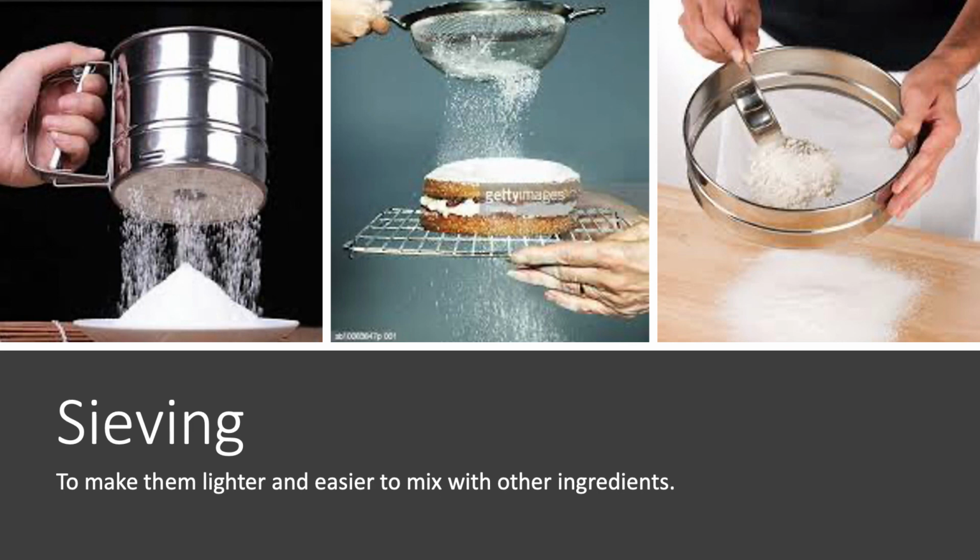Sieving. You can see a couple of sieves there. One's a drum sieve, one's a strainer, and one's a flour sieve. Ultimately, some people believe it's about making the product lighter. That's not particularly right. The correct reason that we sieve is to remove any impurities, any hard lumps. It can separate any firm lumps, and that makes it easier to mix with other ingredients. It's not particularly about making things lighter.